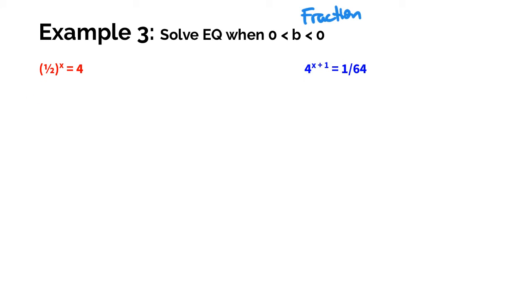Because again, in this simple equation, I could just plug in random numbers and try and figure out what value would give me 4. All right, so what we're going to do first is, when I am given a base that is a fraction, I'm going to try and take that fraction and turn it into a whole number.